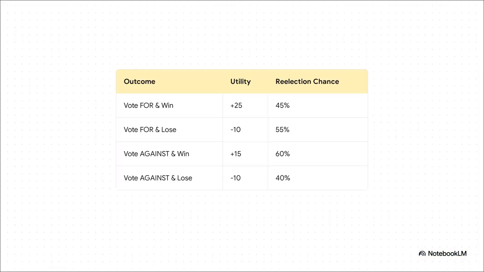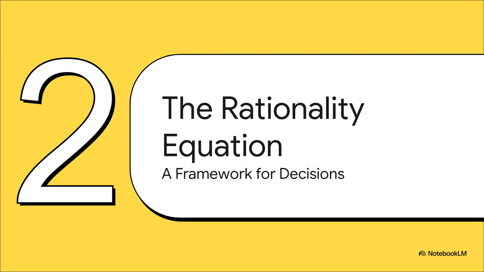Okay, so check this out. This is where it gets really interesting. We can actually put a number on his preferences. See that plus 25? That's the best possible outcome for him. He votes his conscience and he wins. But look at the flip side. Losing is a minus 10 hit, and it's just as bad no matter which way he votes. The big trade-off is that voting against his beliefs gives him a much better shot at winning, a whole 60% chance.